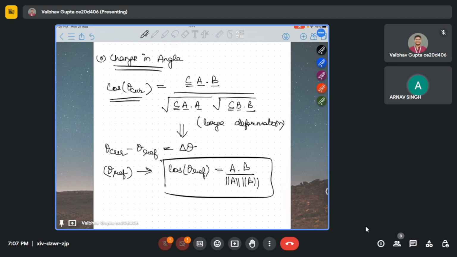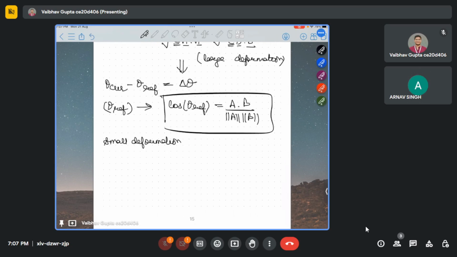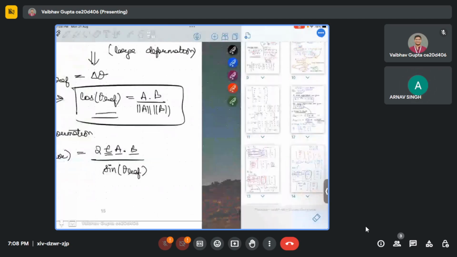Now for small deformation, this cos theta current is nothing but 2 epsilon A dotted with B upon sin theta reference. And theta reference you will find from this formula only. So now in our question, we'll go to the question.